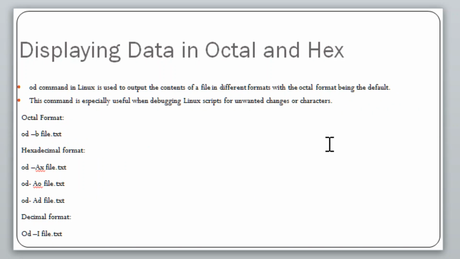So we're going to look at how to display data in octal and hex and decimal format next. The od command in Linux is used to output the contents of a file in different formats, with the octal format being the default. This command is especially useful when debugging Linux scripts for unwanted changes or characters. First we have the octal format, which will be od -b and then file.txt, or the file we want to do. Let's check that out.